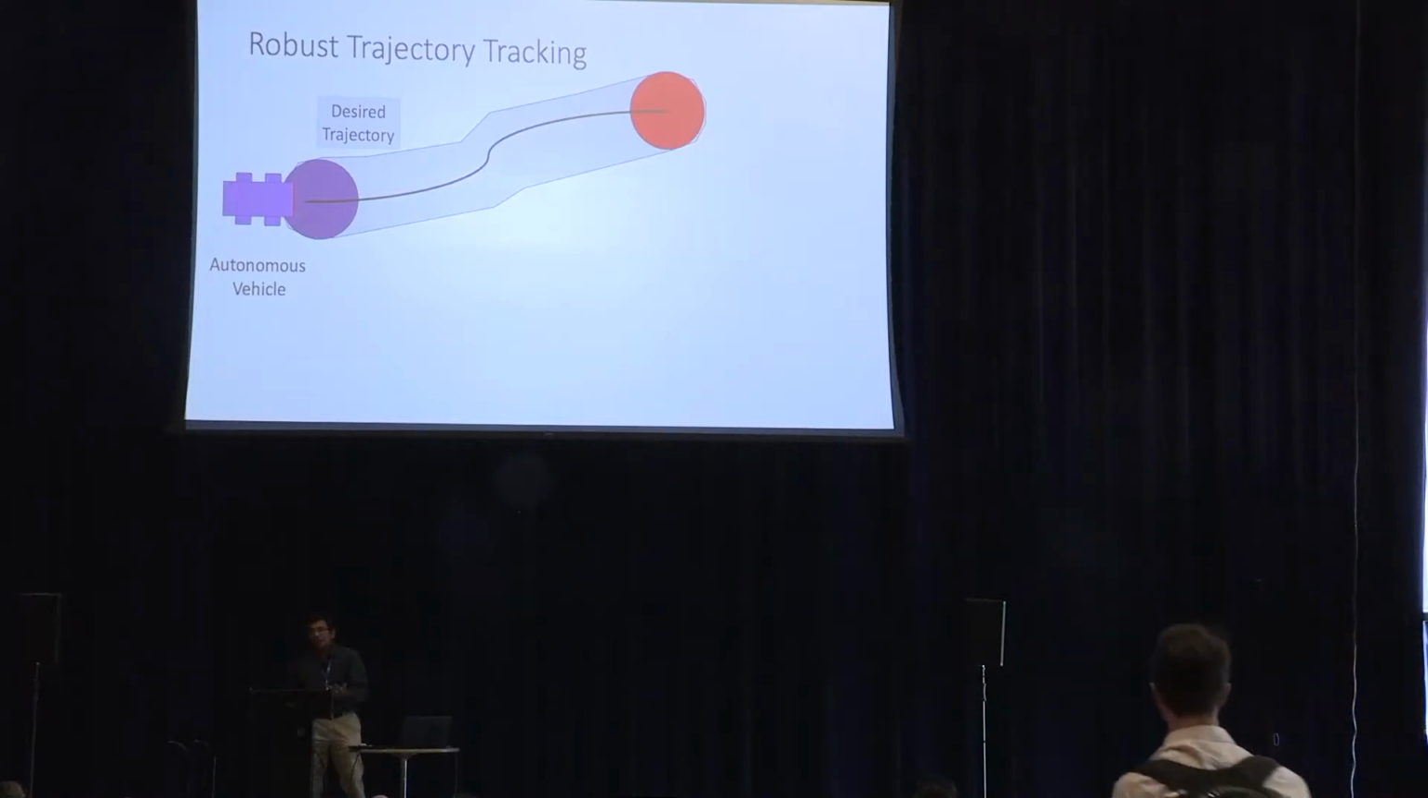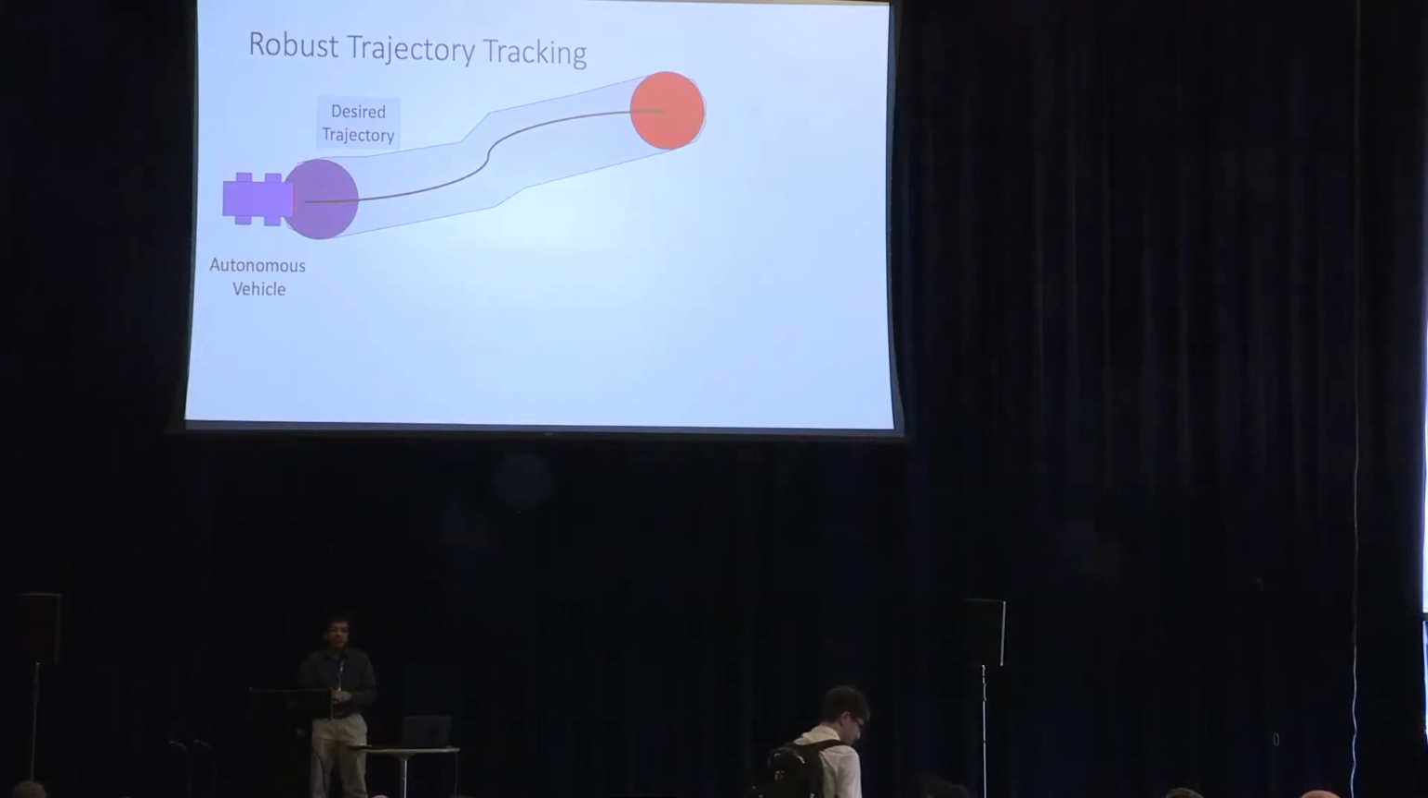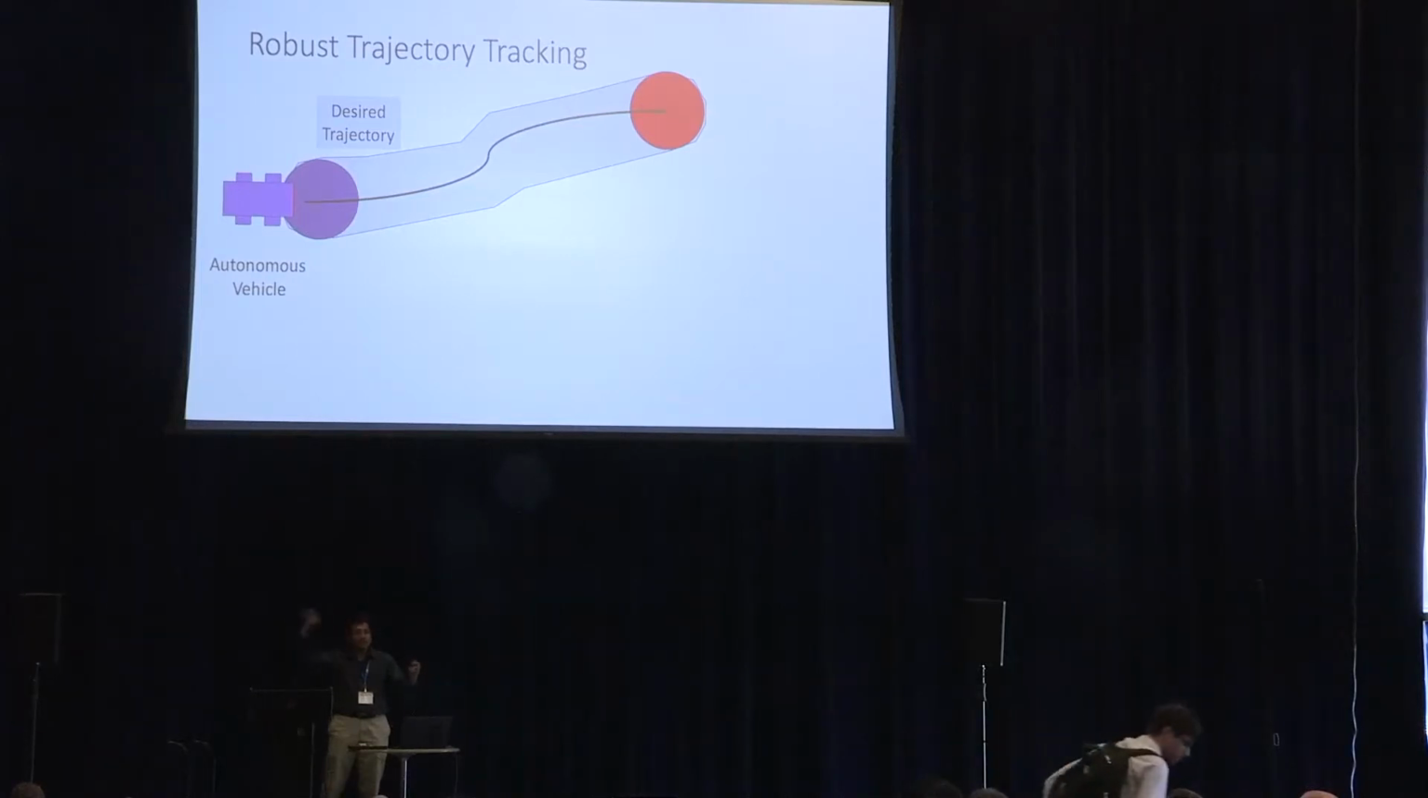In formal verification, we all know this is an example of a combination of a safety and a liveness property. I would like to reach from the blue circle to the red circle while staying somehow inside the gray tube as I am doing that. So that's my overall goal, and we call this robust trajectory tracking.